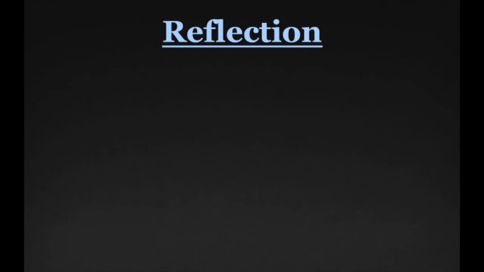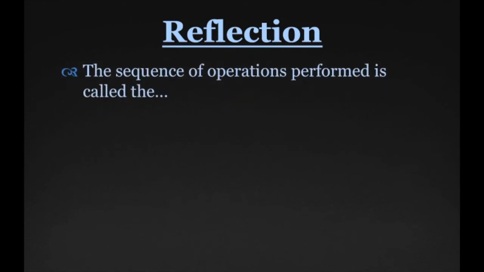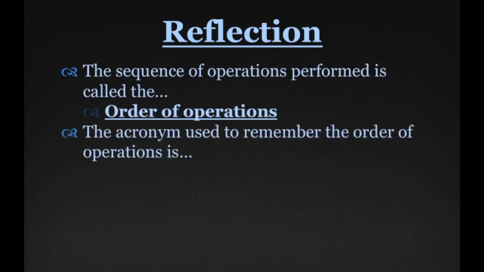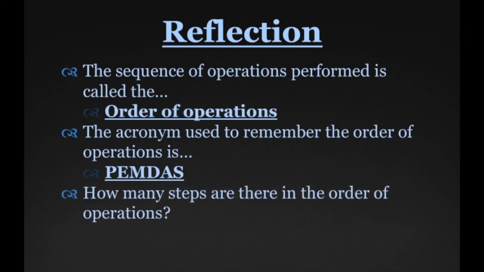So what did we learn from this lesson? The sequence of operations performed is called the order of operations. The acronym used to remember the order of operations is PEMDAS. Remember, we switched that to GEMDAS, so we use G instead of P, but the most popular acronym or word to help you remember the order of operations is still PEMDAS. How many steps are there in the order of operations? There's 4.